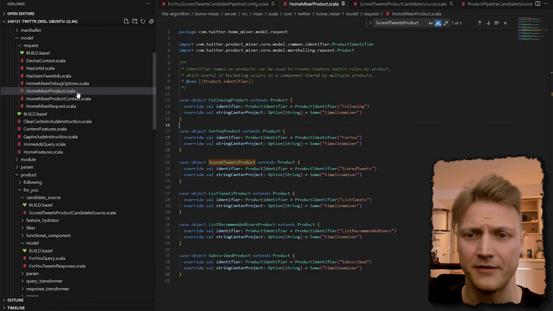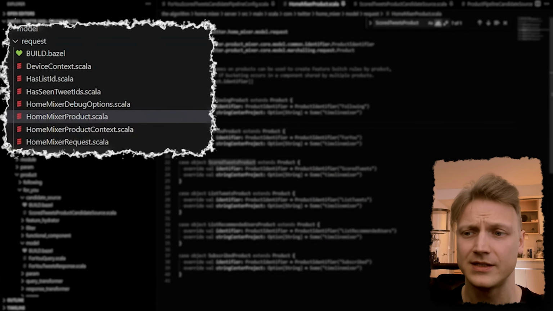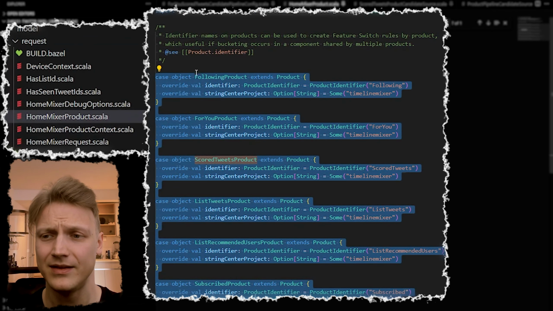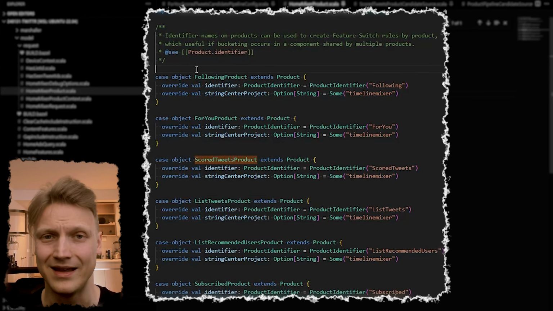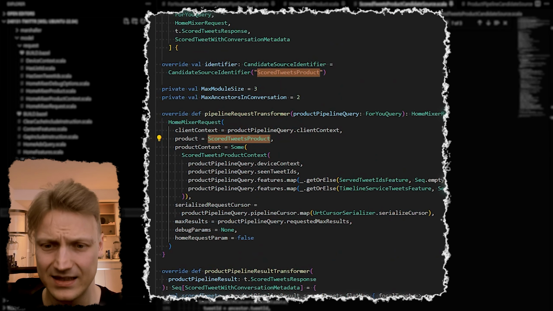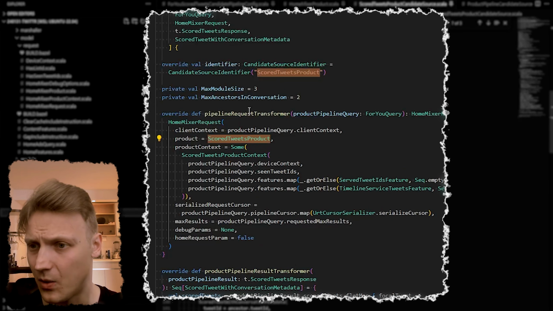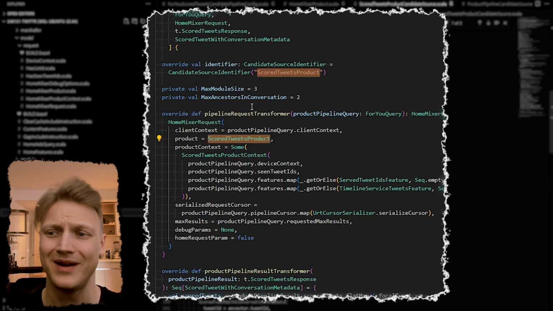The home mixer product file of the request package specifies all of the available products that are representative of the corresponding pipelines. And this is a way to connect pipelines, in fact. For instance, the For You pipeline is sourcing candidates from the Score Tweets pipeline. And you can also see that in the Score Tweets product candidate source of the For You package. Whereas in the request transformer method, the product request is set to a Score Tweets product, which is the result of another pipeline.